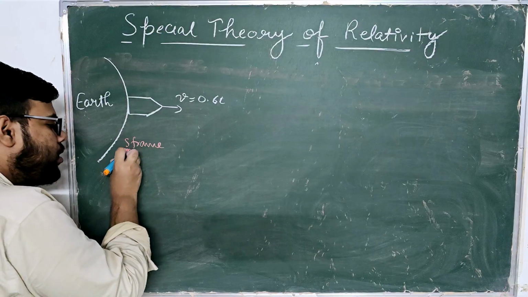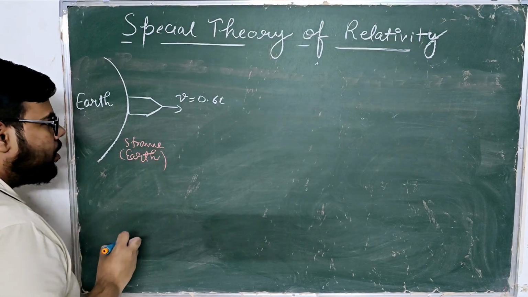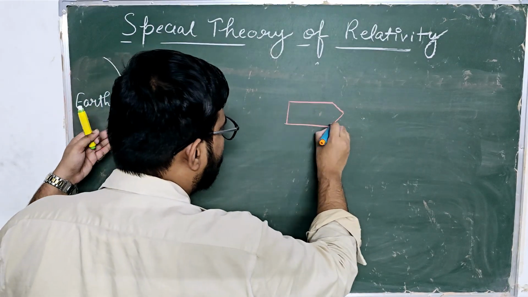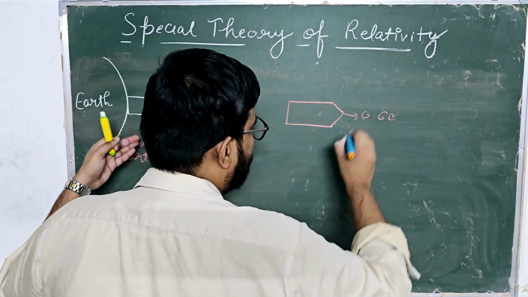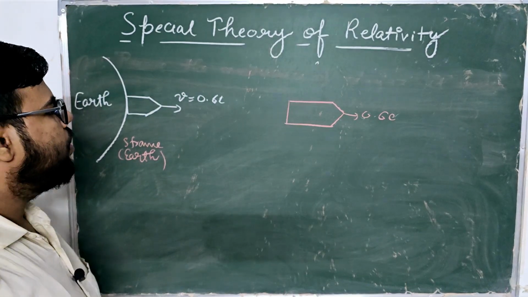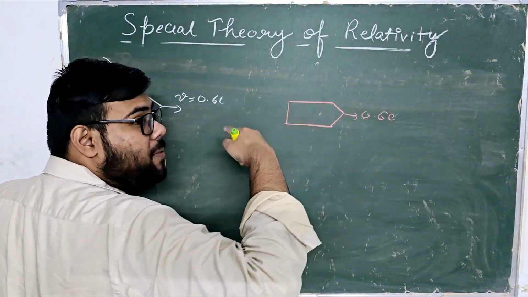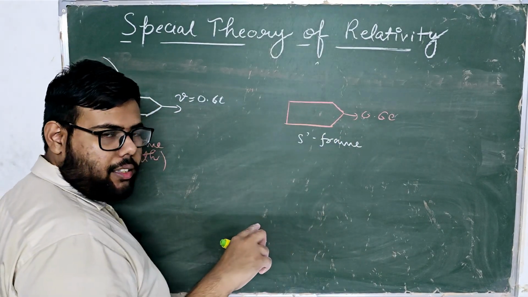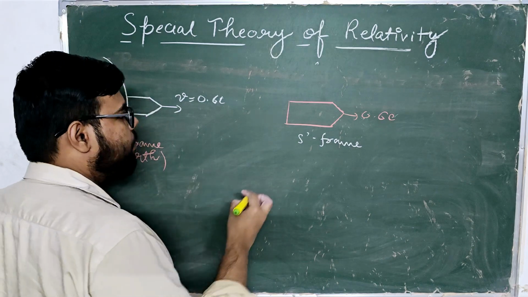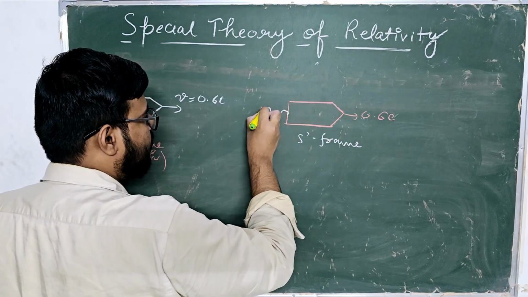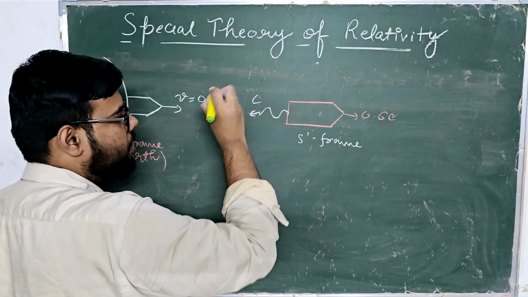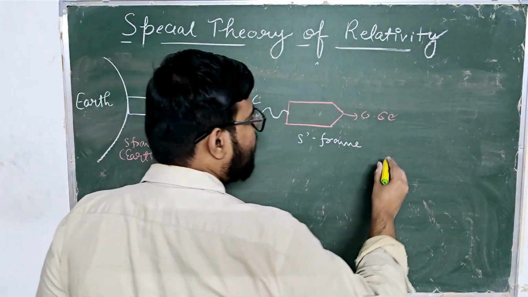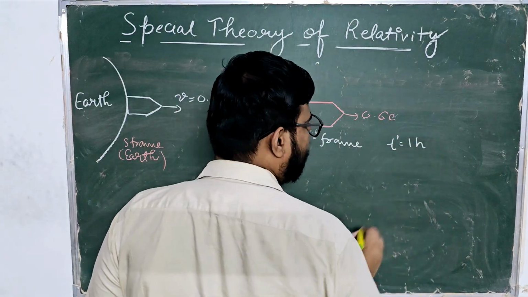S frame is what? Earth, the observer on Earth, and suppose the rocket moves for some time. Of course, it is still moving at 0.6 c. Now, when 1 hour has passed in the rocket, it emits a photon towards Earth. Of course, if it's a photon, it will have the speed of light as the velocity. Okay. So it means that t prime is equal to 1 hour.